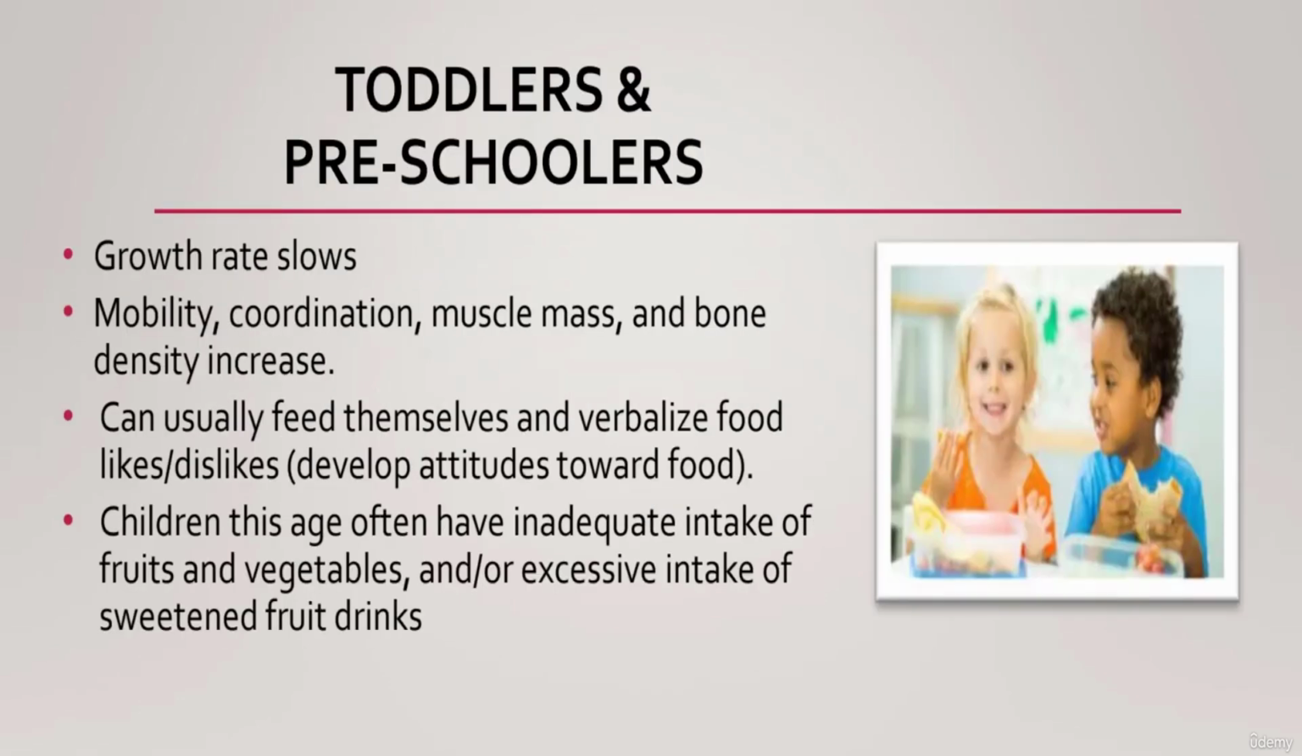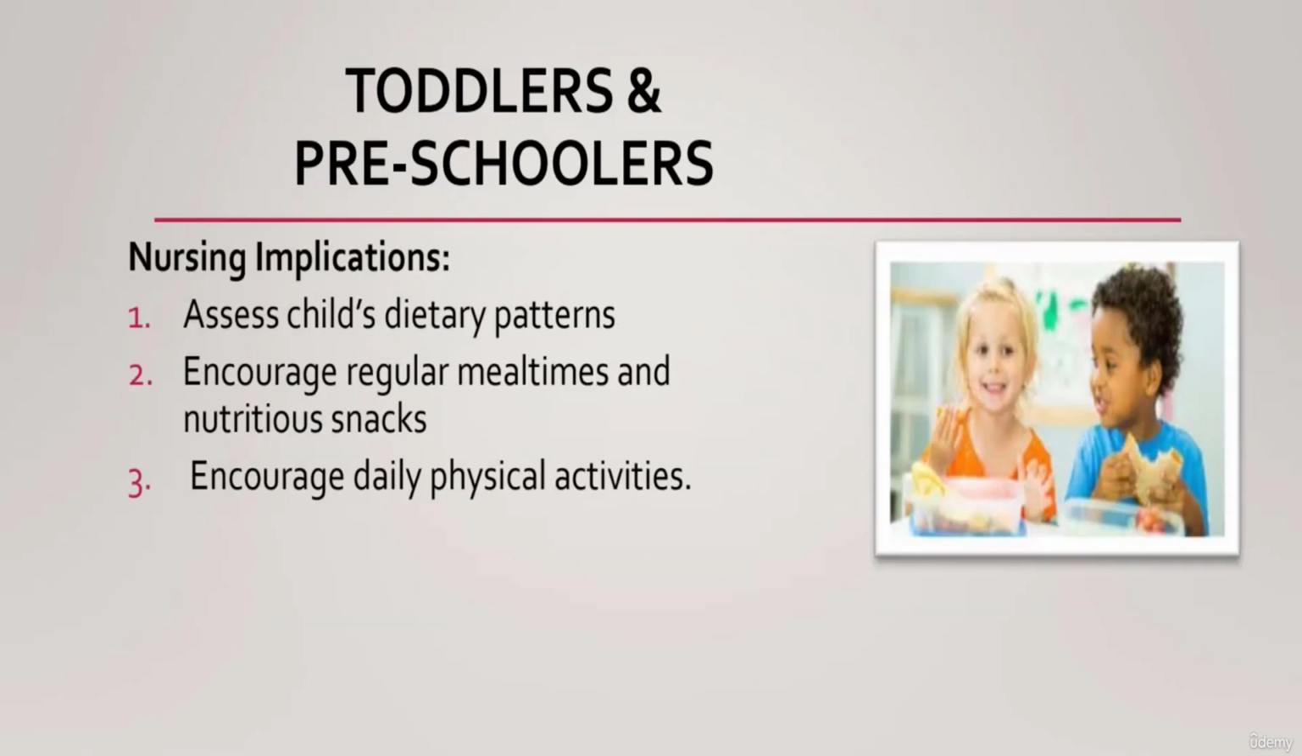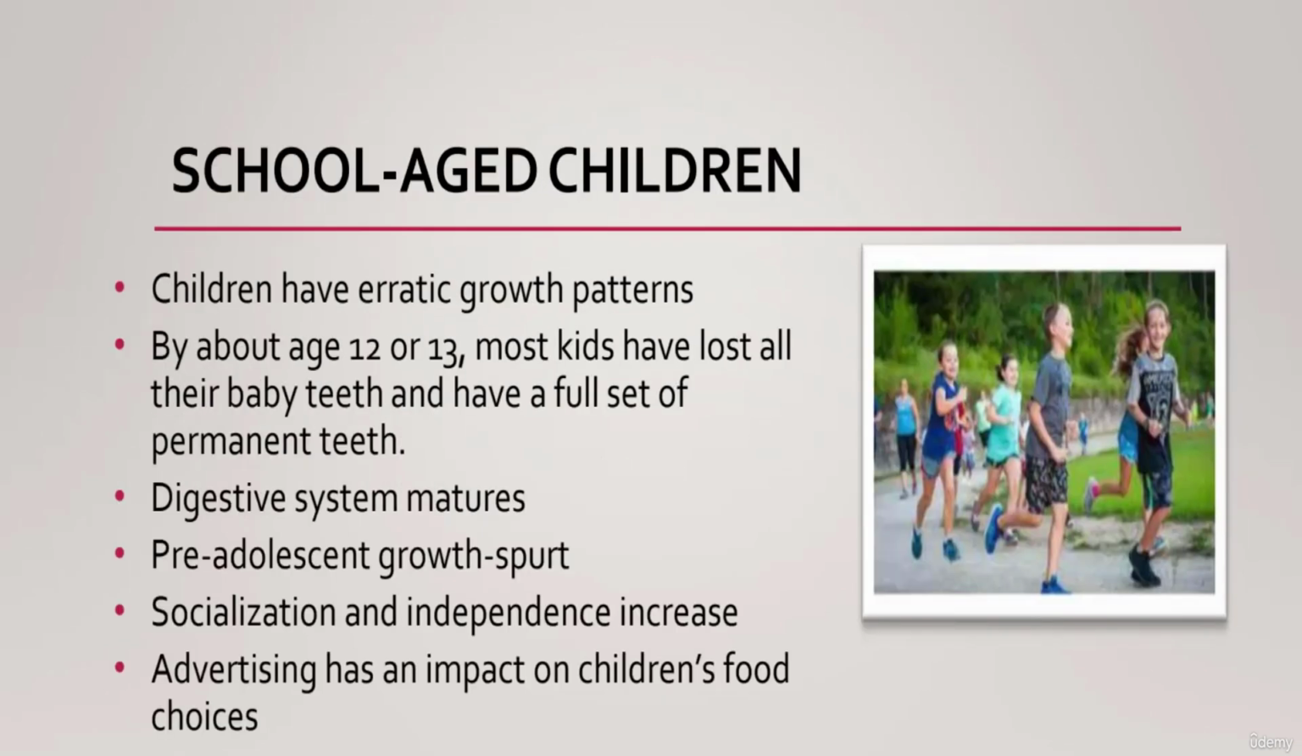Toddlers and preschoolers. The growth rate slows, and mobility, coordination, muscle mass, and bone density increase. They can usually feed themselves and verbalize food preferences. Children this age often have inadequate intake of fruits and vegetables and or excessive intake of sweetened fruit drinks, so you have to avoid those if you can. Again, encourage daily physical activity. You have to assess the child's dietary patterns and encourage regular meal times and nutritious snacks.